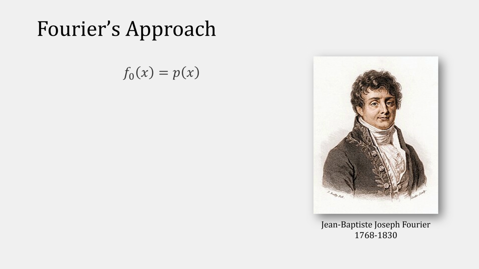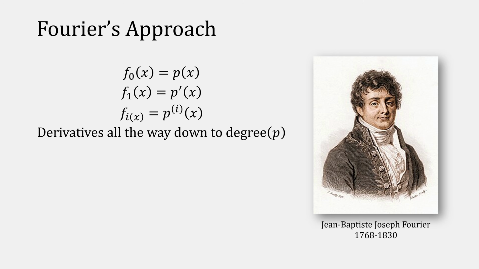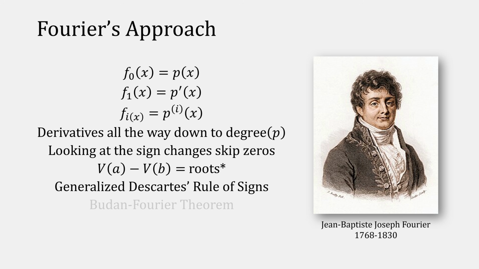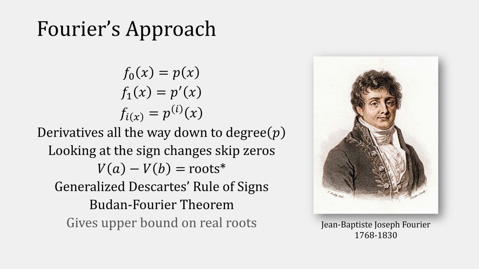Fourier's approach started with f0 being the polynomial, f1 being the derivative, but rather than using remainders, the next set of f's were all the successive derivatives, all the way down to whatever degree you had. Then you looked at the sign changes skipping zeros and used this equation, the same one from earlier, of v of a minus v of b to give us our number of roots. This was a generalization of Descartes' rule of signs, also codified in the Fourier theorem.